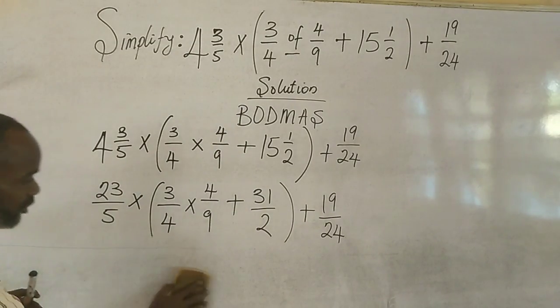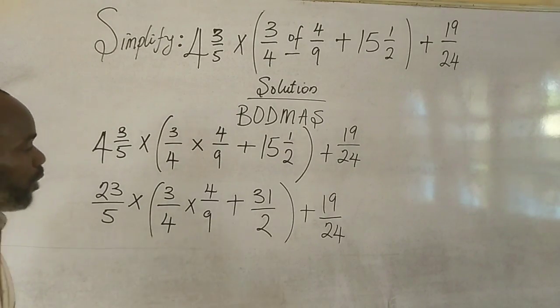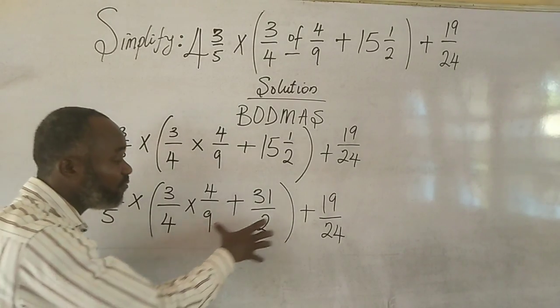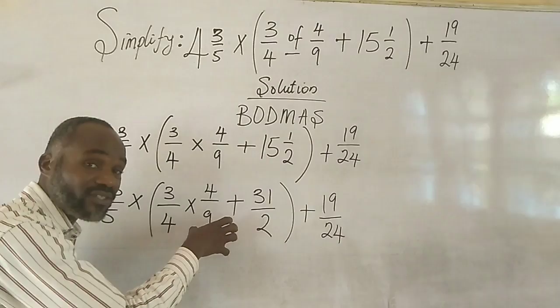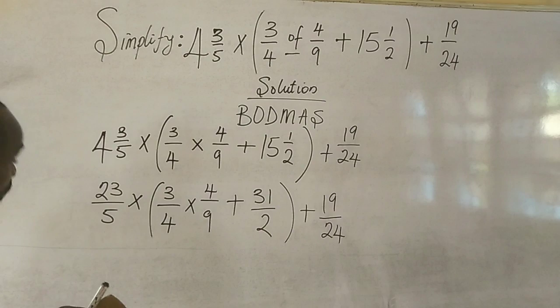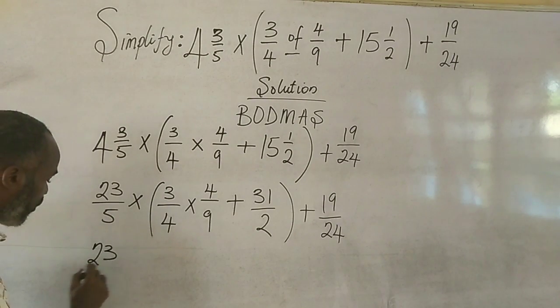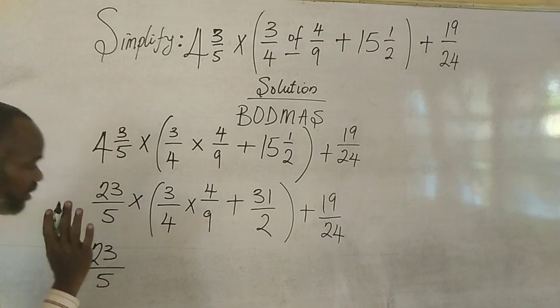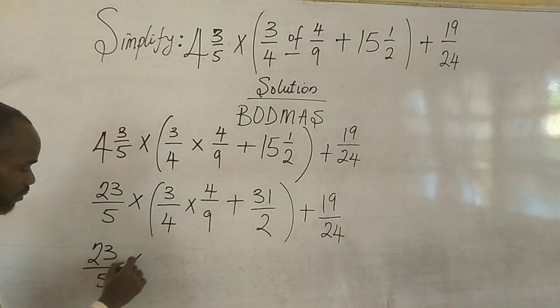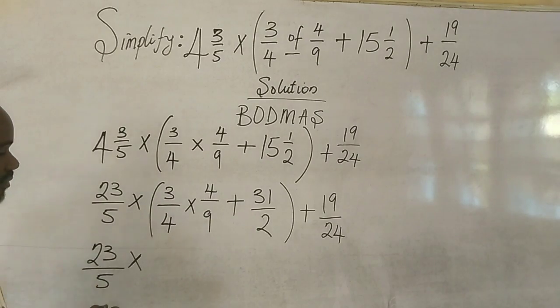So the next thing we need to do here is to understand that we must deal with every term within the bracket or parentheses, so to say. So let's look at that. We retain our 23 all over 5. We keep it that way. Multiplication retained. So let's look at this very well.